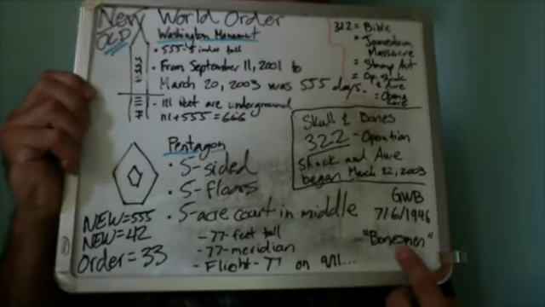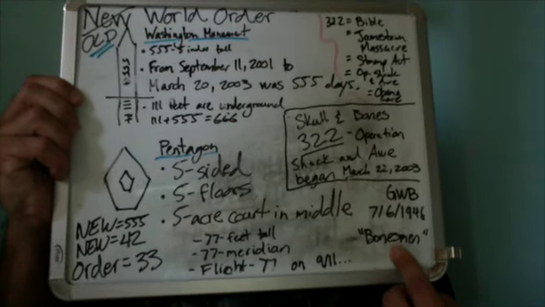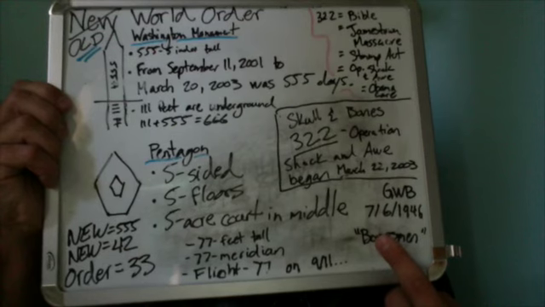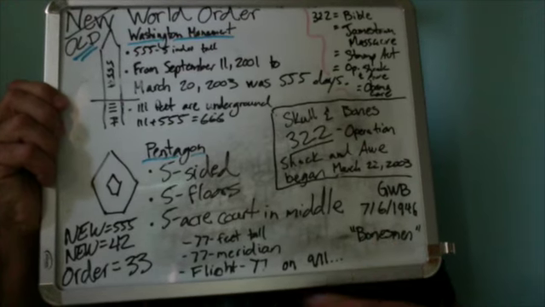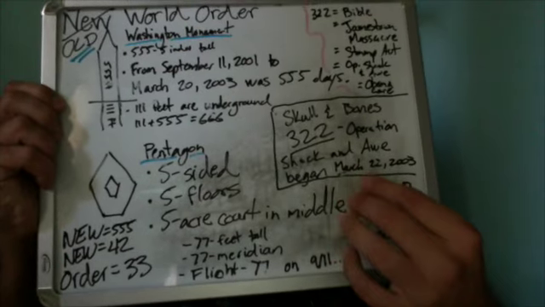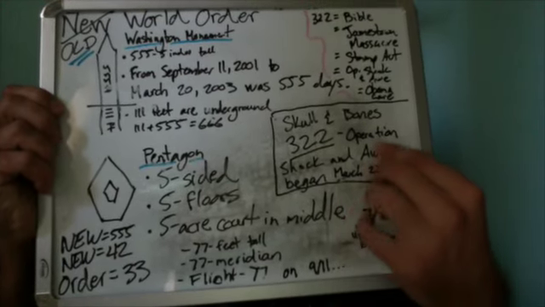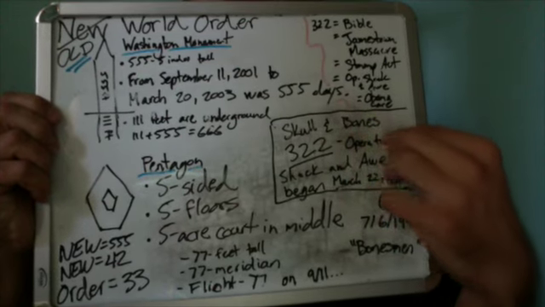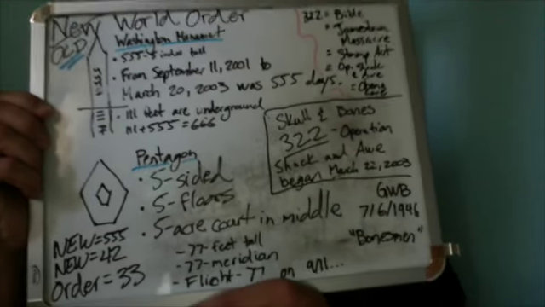Bonesman in Gematria sums to 33. Operation Shock and Awe began 2 days after the war started in Baghdad, which is smack dab on the 33rd parallel north. Operation Shock and Awe began March 22nd, 322, just like the number of Skull and Bones, which George W. Bush, the president, was a member of. George W. Bush graduated from Yale and Skull and Bones in 1968.